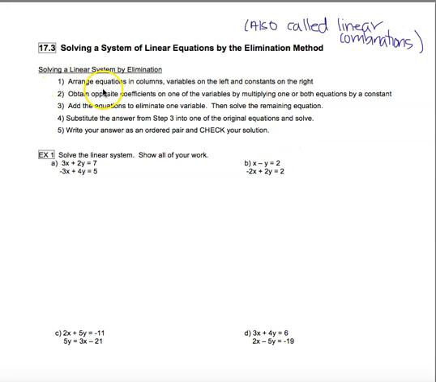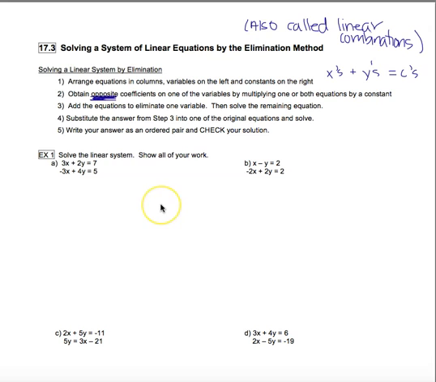The first step is to arrange our equations in columns with the variables on the left and the constants on the right. So in general, we have x's plus or minus your y's equals your constants is the general idea. Now, of course, if you have different variables other than x's and y's, same thing. It doesn't matter whether the x's or the y's are really first, as long as they're on the other side from those constants.